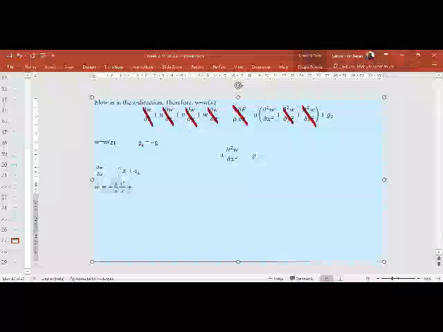Yeah, W equals minus G by mu times X squared by 2 plus C1 into X plus C2. Now we have an equation for W in terms of X. We just need to understand the boundary condition.